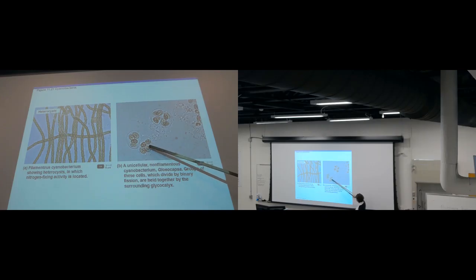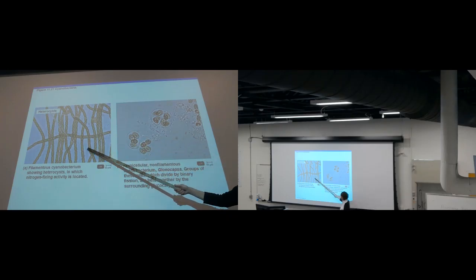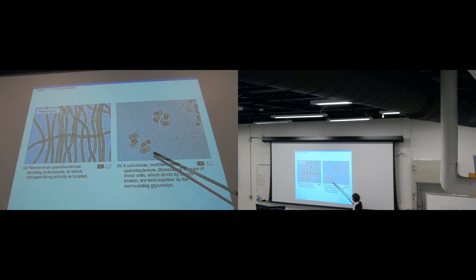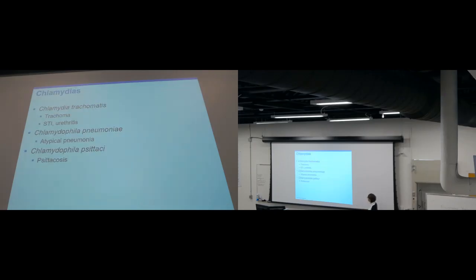So these heterocysts, you can see them in this case for this bacteria, which is Gloeocapsa. This bacteria has a capsule and it holds these cells internally. So this bacteria divides by binary fission, and it is held together by this capsule, which is made out of a glycocalyx. And it's a unicellular non-filamentous cyanobacterium versus this one, which is filamentous. So you can have two types of cyanobacteria, the ones that form filaments and the ones that don't form filaments.